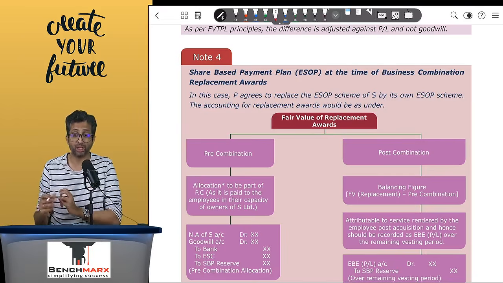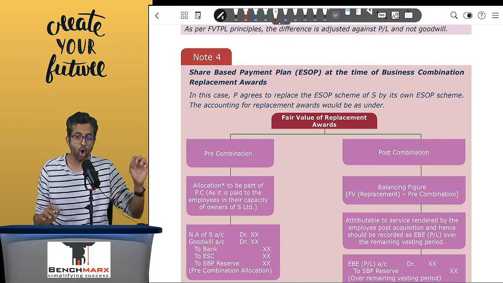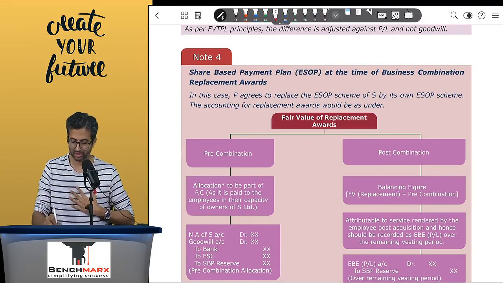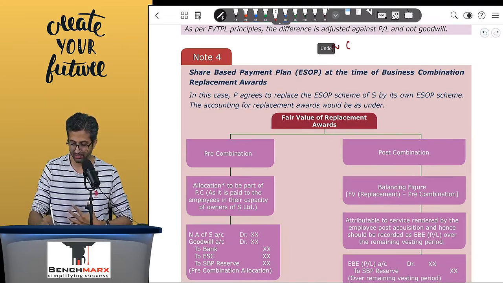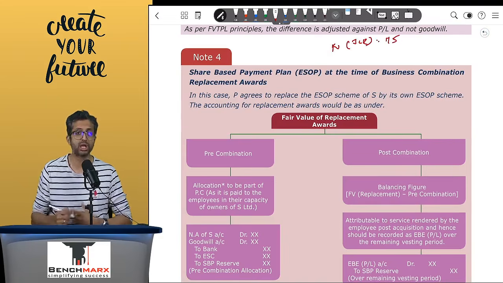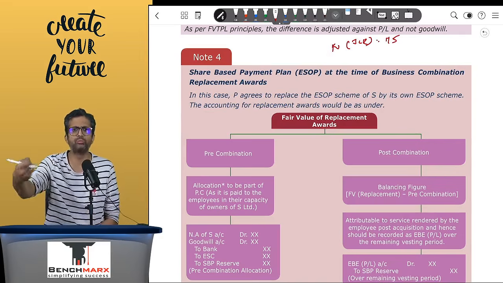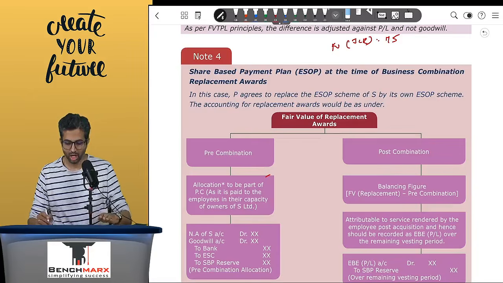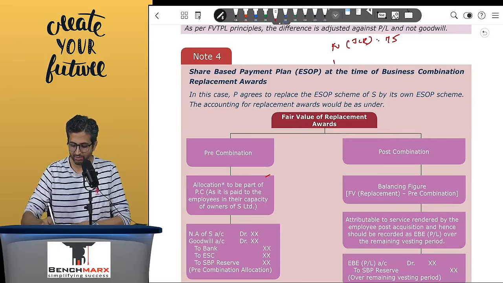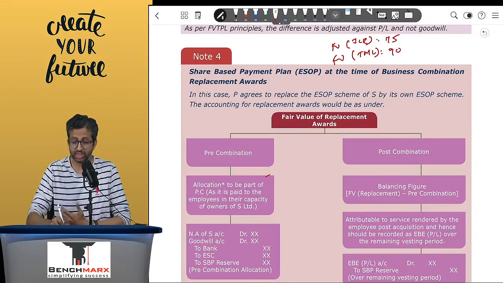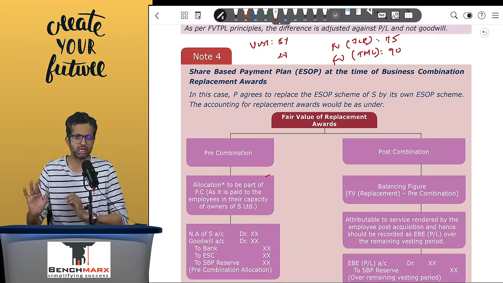You will take the fair value of the original awards. So it is possible that the fair value of JLR's individual awards, for example, were, let us say, 75 rupees as on the acquisition date. So ideally, I should give them new awards worth 75. However, Tata Motors replaces it and gives them, let us say, awards worth 90 rupees. Now, let us say these awards had a vesting period total of 5 years, out of which 2 years are already served, 3 years are remaining.